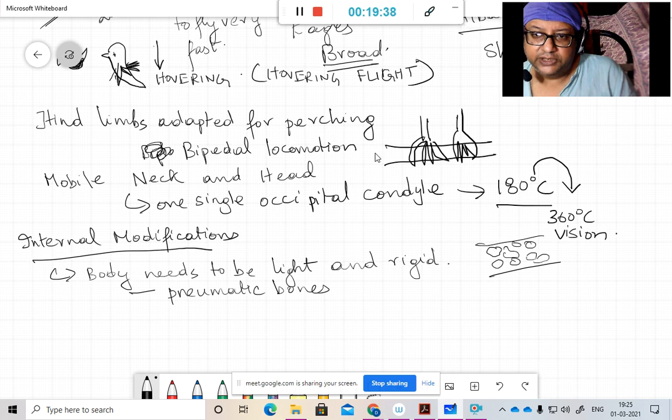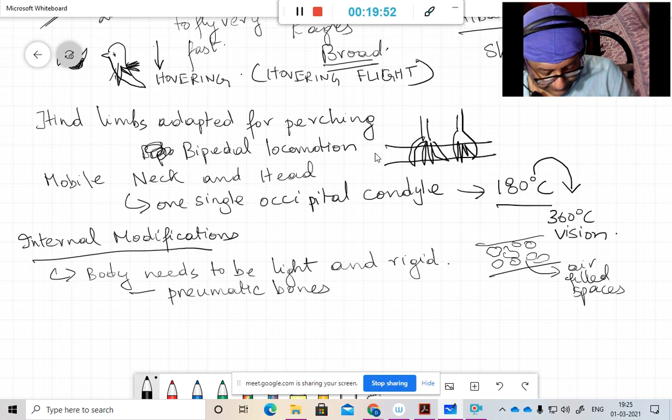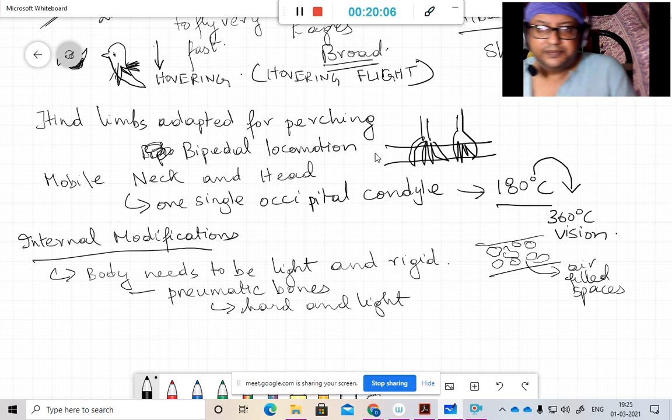If this is the bone which is going, there are a lot of air filled spaces, these pneumatic bones. This makes the bone very hard and light. Nobody eats chicken bone, because it is very pneumatic, very hard, your teeth can break. It is not like mutton bone.